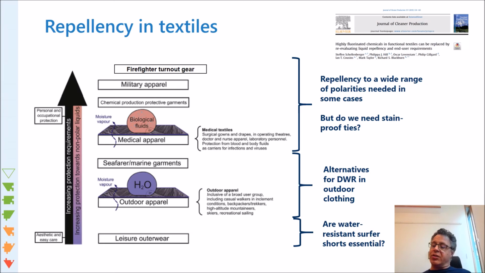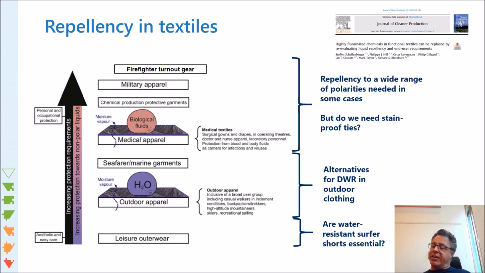This figure shows that increasing protection requirements are needed for different types of clothing. If you're going to the beach, then maybe you don't need super high protection, but if you're climbing Mount Everest, you'll need protection against biological fluids in the case of medical workers, or moisture and heat in the case of firefighters, the protection requirements are higher. Some garments have likely been over-engineered. For example, do we really need water-resistant surfer shorts?